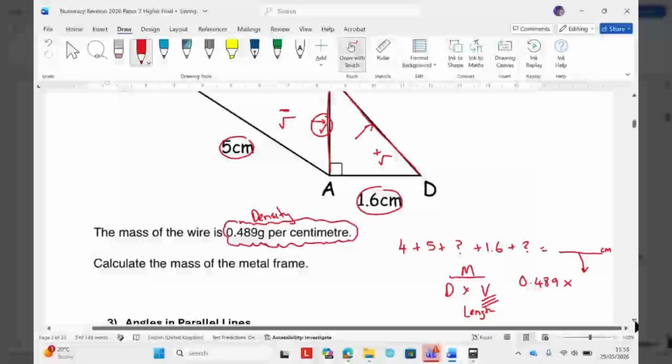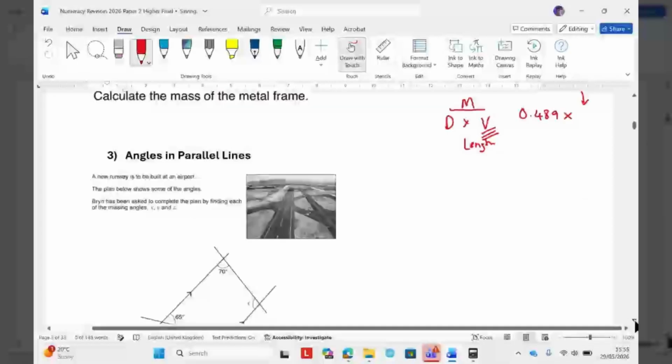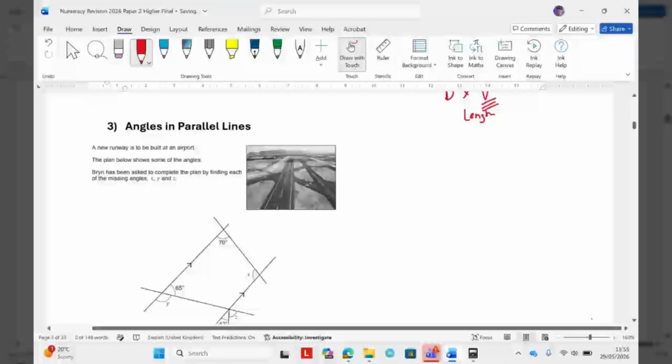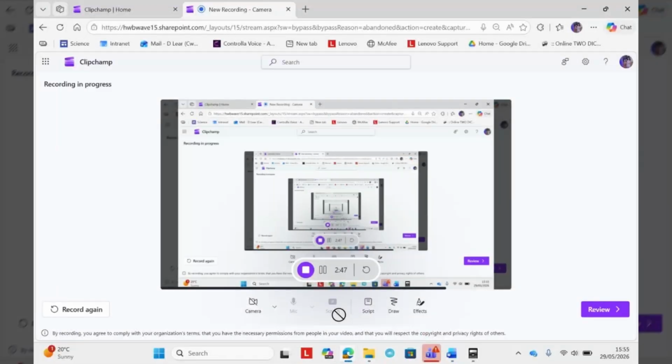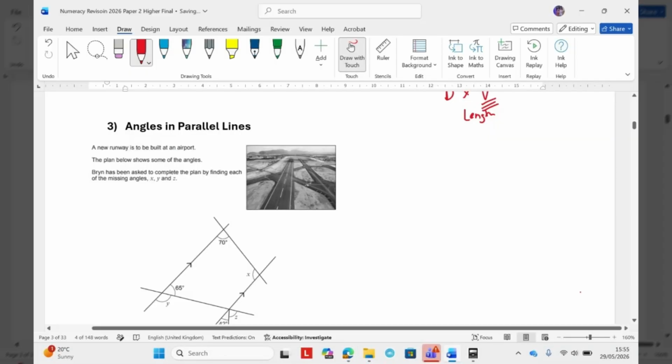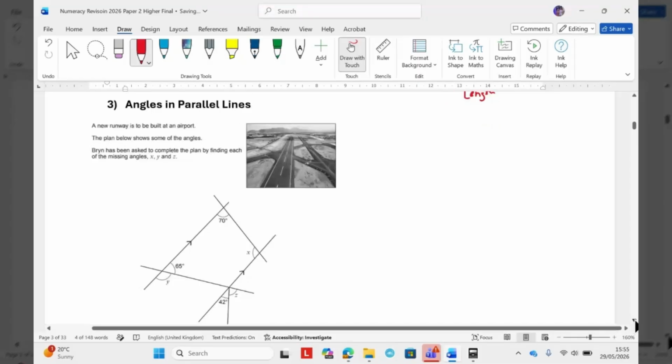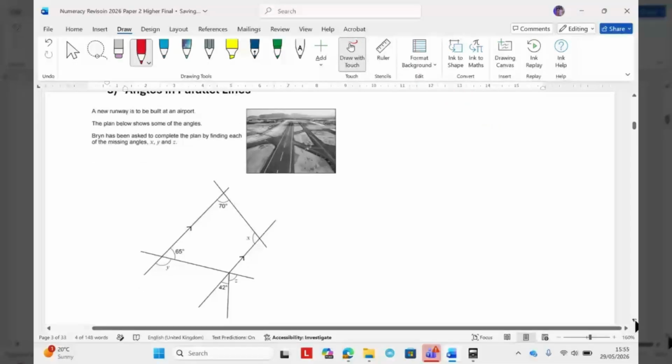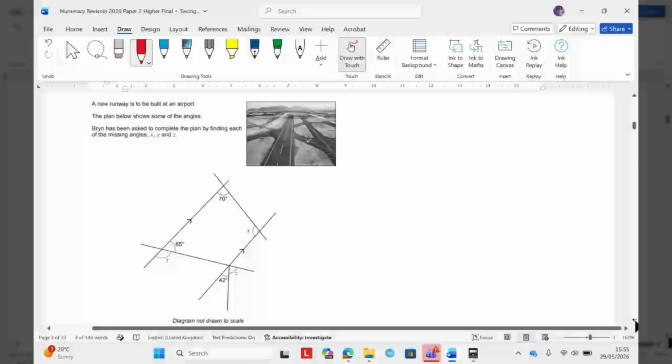I want to have a look at some angles in parallel lines in this video as well. Let me just check how long I've got left. You can see how this works now. 2 minutes left, and then there'll be a jump. So let's do a couple of these, right?